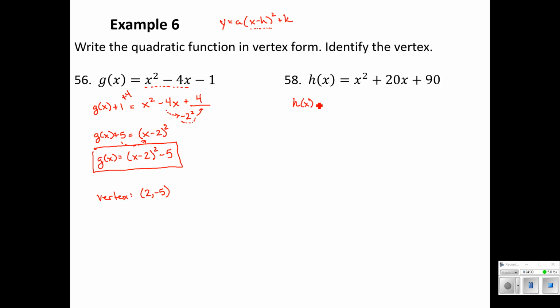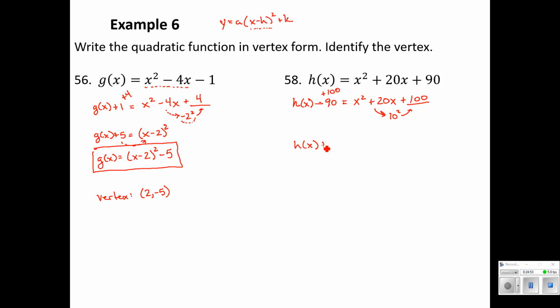Here we got h of x. We want to get that constant of 90 subtracted over to the other side. So we subtract that from both sides of the equation. And we got x squared plus 20x, and we're ready to complete that square. If I divide that by 2, I get positive 10. And square it, I'm adding 100. And whatever I do to one side, I better do that to the other side as well.